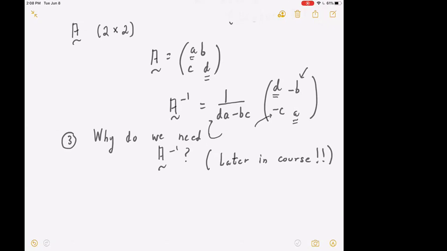Taking the transpose of a matrix, taking the inverse of a matrix, multiplying matrices. These are fundamental tools that you have to be fluent with. It's like learning a new language.